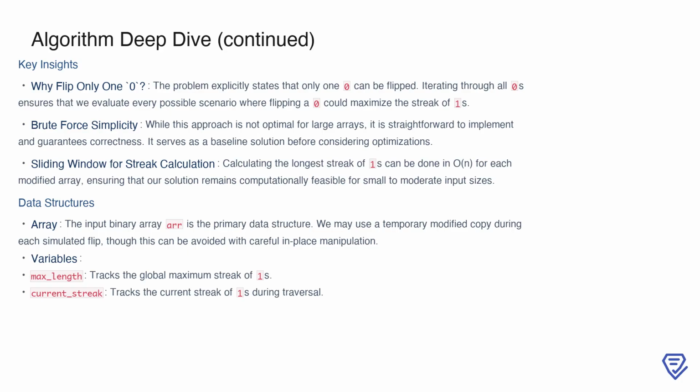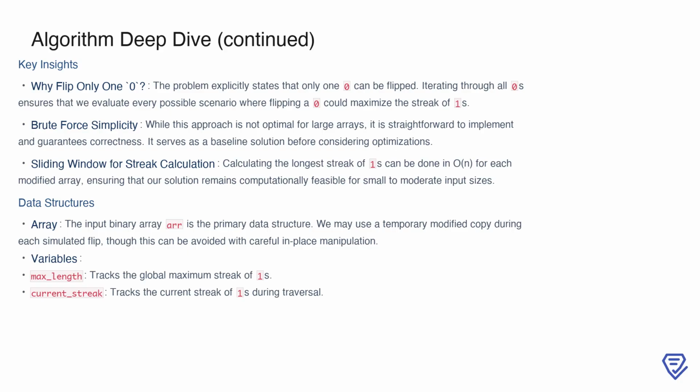For calculating the streak of ones in the modified array, we use a sliding window or a simple traversal, which operates in linear time for each flip. This ensures that even though we're simulating flips for each 0, the calculations for streak lengths remain computationally manageable for small to moderate input sizes. In terms of data structures, the primary structure is the input binary array itself. We might use a temporary copy during simulation, though careful in-place manipulation can avoid this overhead.